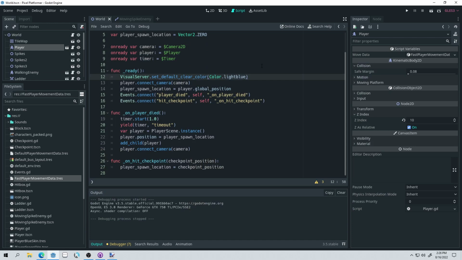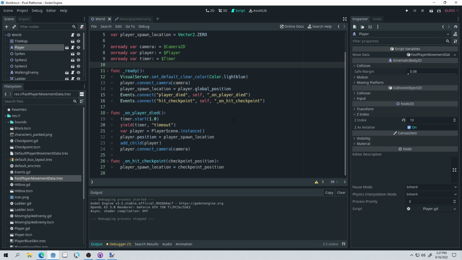So that is delta, right? It can be a tricky subject because it can be hard to know where you need to multiply by delta. And it can be hard to understand what it actually is. But delta is just how long the previous frames took to process. And it's our attempt to guess how long this new frame is going to be.